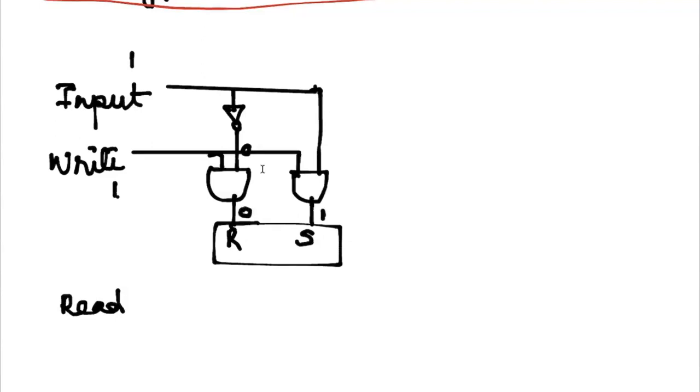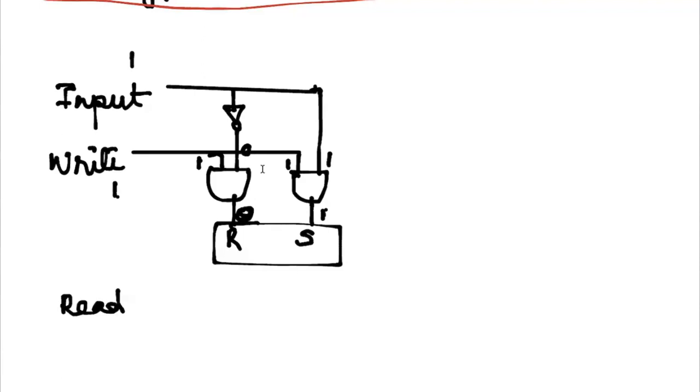To do that, you can see this 1 is passing through the inverter and it has become a 0 here. This is a 1 here. So 1 and 0 is 0, so we get a 0 out here. And on the other side, the set side, the S side, here this is a 1, and the write signal is 1. So 1 and 1, we get a 1. So S input is 1 and R input is 0, so the flip-flop will store 1.